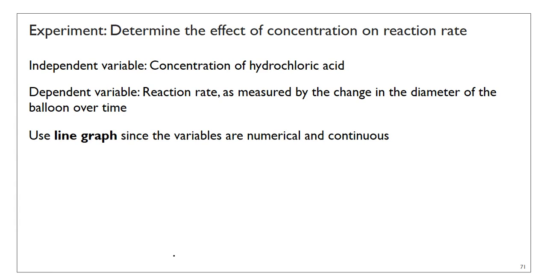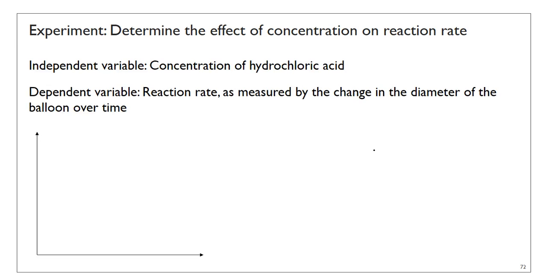The question is whether you use a line graph or a bar graph. Essentially, you're using a line graph in this case because the variables are numerical and continuous. You're measuring change in diameter over time. So you're not going to use a bar graph, because you should be able to connect the dots between, say, 15 seconds and 30 seconds. So that's why you're using a line graph.